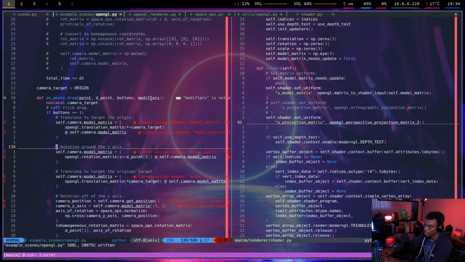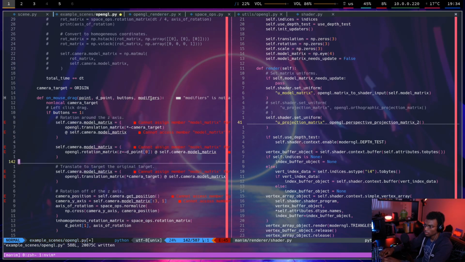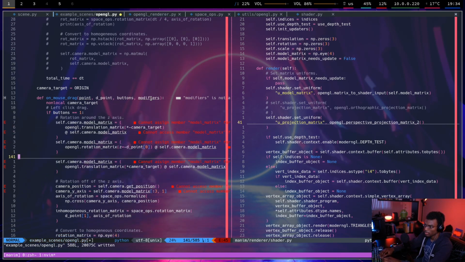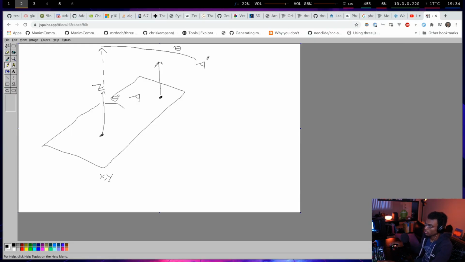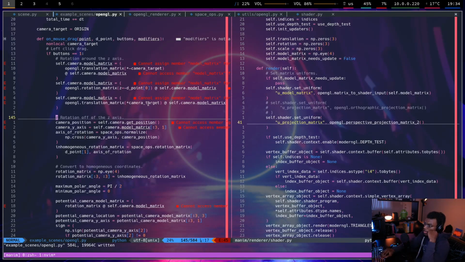Alright, so this is rotation around the z-axis. Translate, rotate, translate again. Here's rotation off the z-axis. At this point, the camera is still over here. Now I can get its position, its y-axis, the axis of rotation. This isn't right anymore, I think. The camera's y-axis with the camera's position. That might be correct.